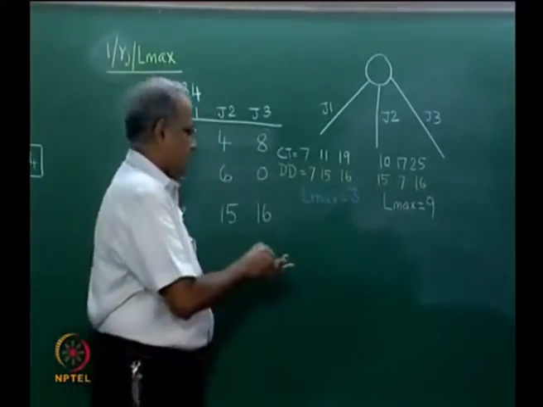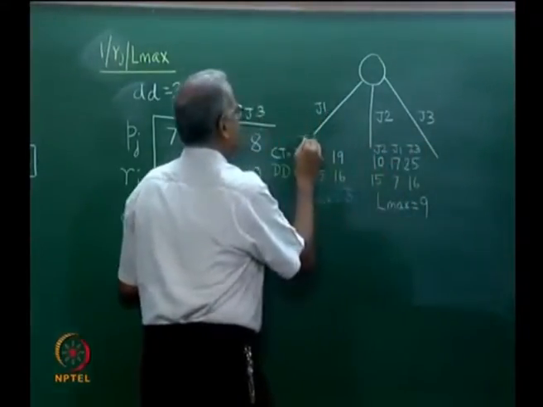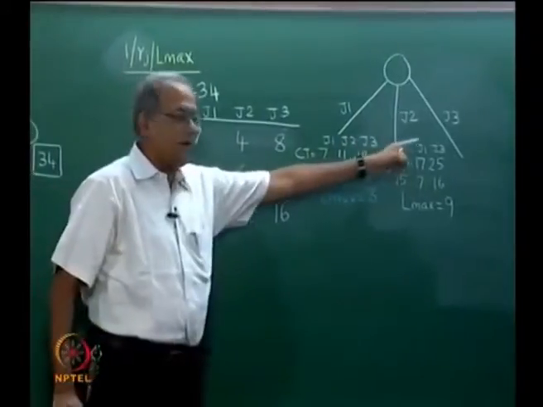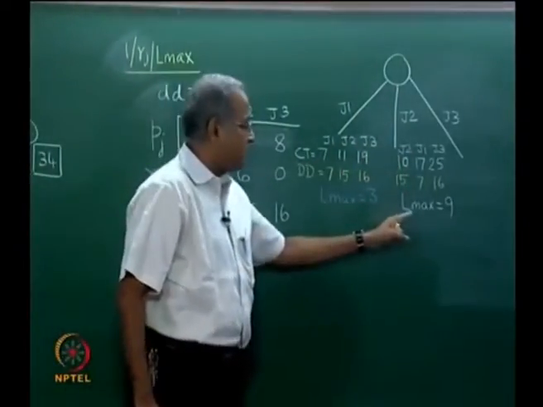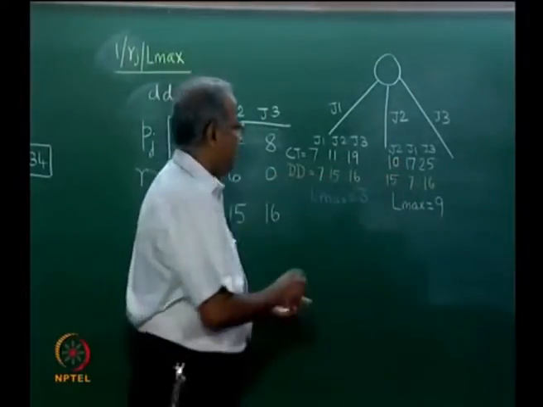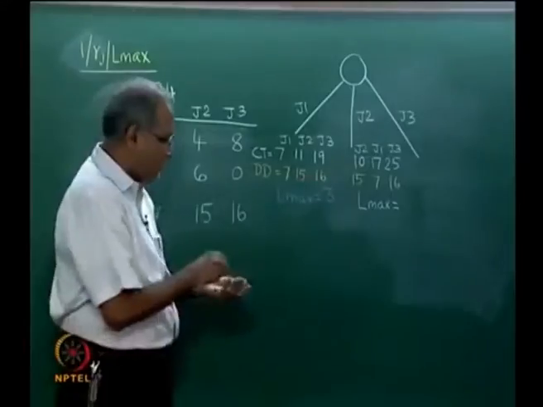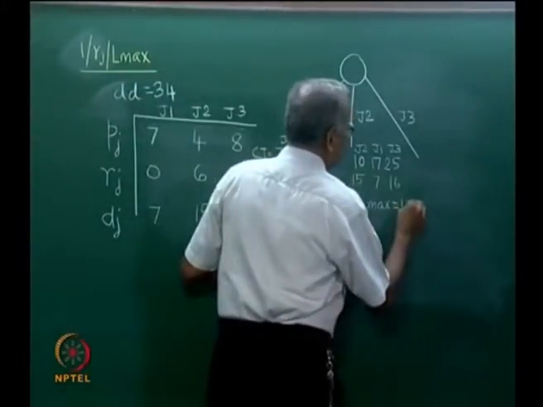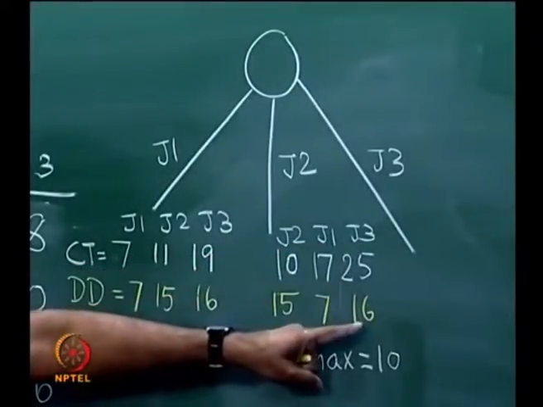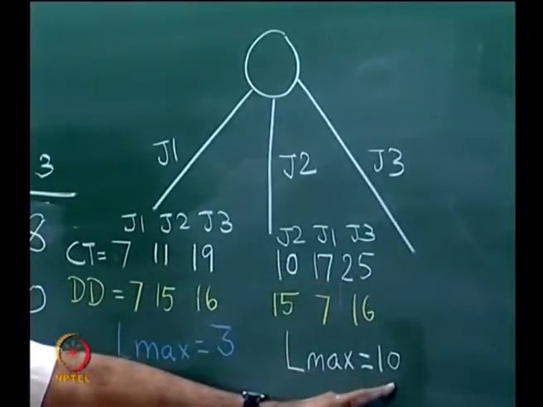Now, this is J2, J1, J3. So, the sequence J2, J1, J3 will give us a solution with L max equal to 9. Now, this job is early, this job is tardy with due date equal to 7 and completion time equal to 17. So, L max is equal to 10 from this, and for J3 due date is 16, completion time is 25. So, tardiness is 9, so maximum tardiness is 10.